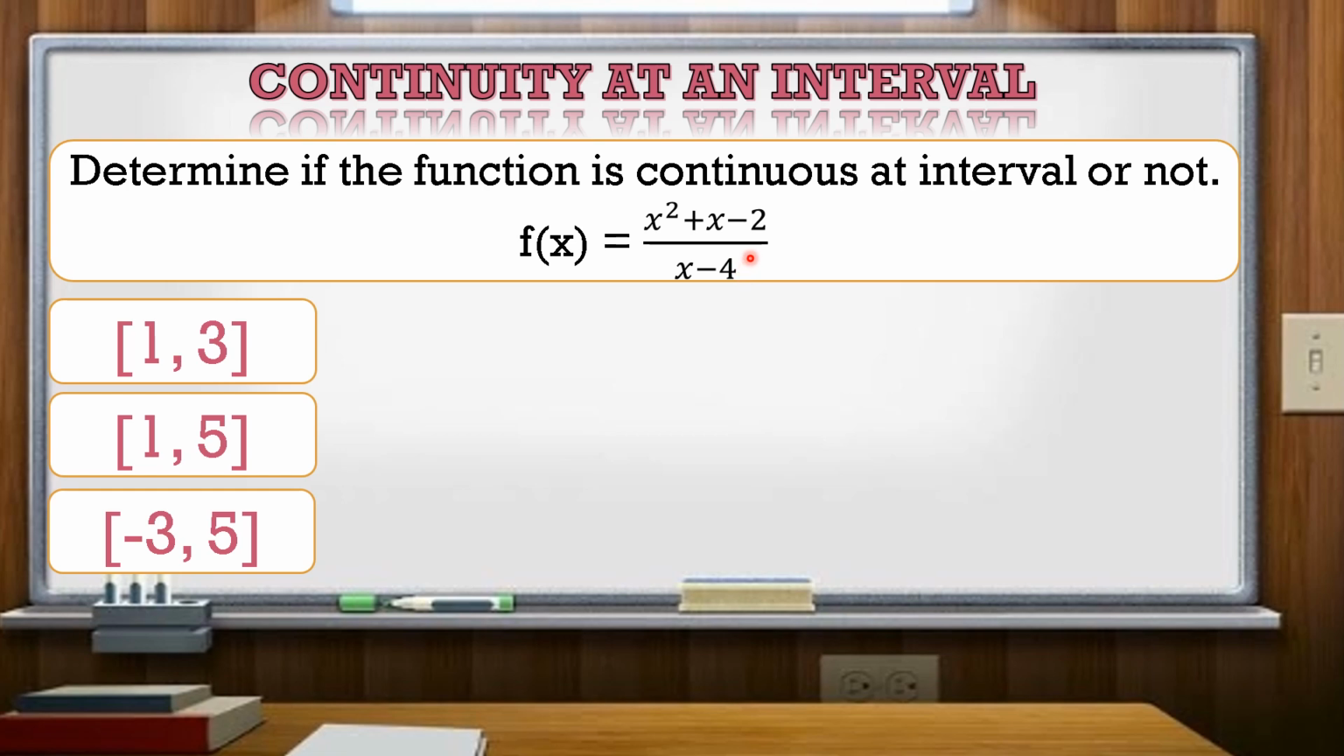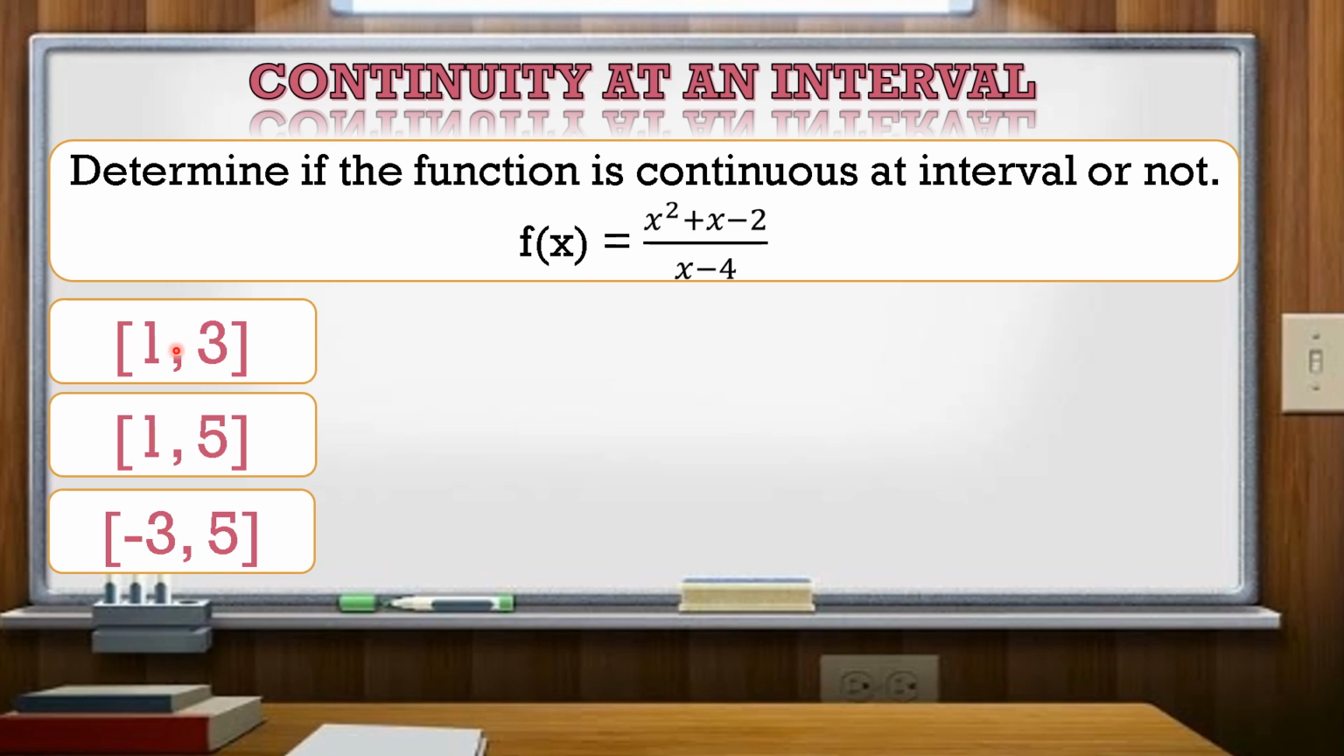So either magiging indeterminate or magiging undefined. That makes your function discontinuous. Okay? Kung hindi man siya 0, then continuous siya. So by inspecting, so ano yung magiging value ng x dito that will make your denominator 0? That is 4, right? Because 4 minus 4 is 0. So dito sa tatlong interval, aalamin natin kung saan makikita yung 4. Kung nandoon yung 4, sa intervals na yon, then your function is not continuous on that interval.